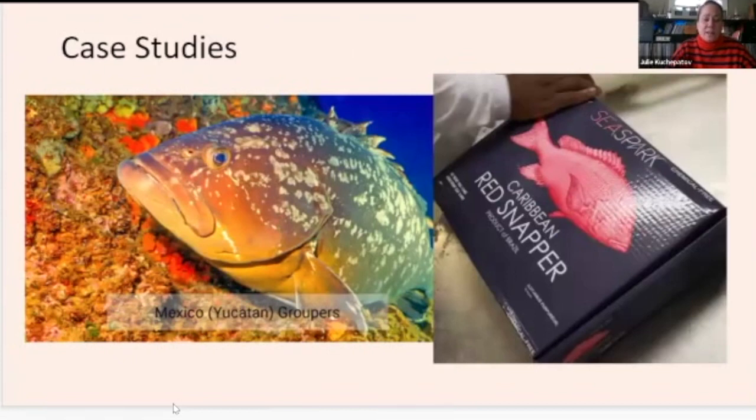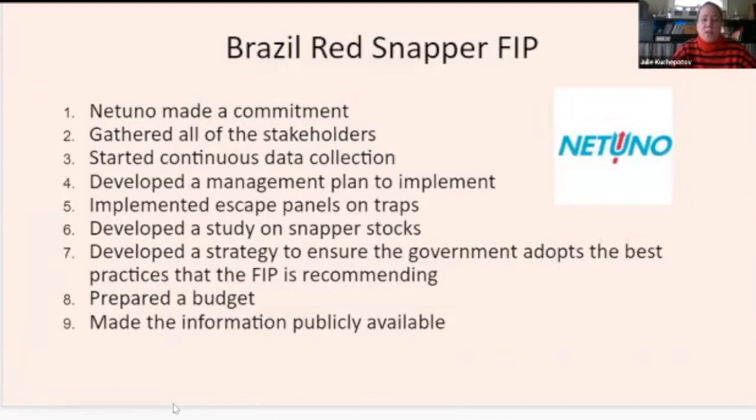So, a few case studies which I thought might be interesting, and these are really FIPs, fishery improvement projects, which we talked about a little. One is a Caribbean red snapper, and the other is Yucatan grouper. So I mentioned the certification, I'm sorry, the fisheryprogress.org.